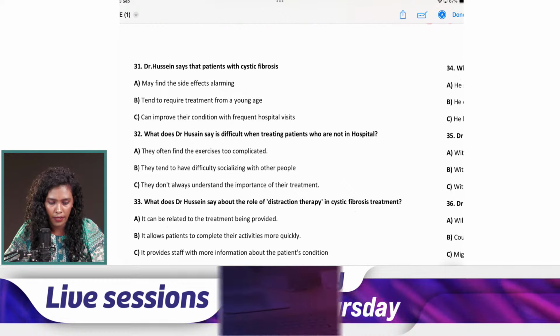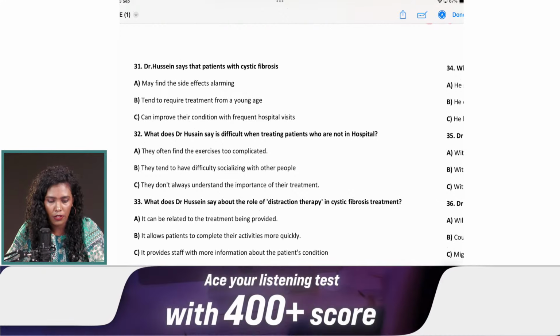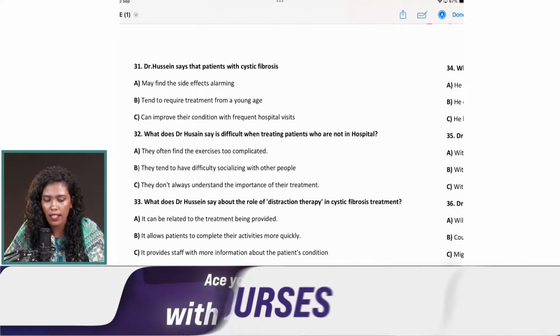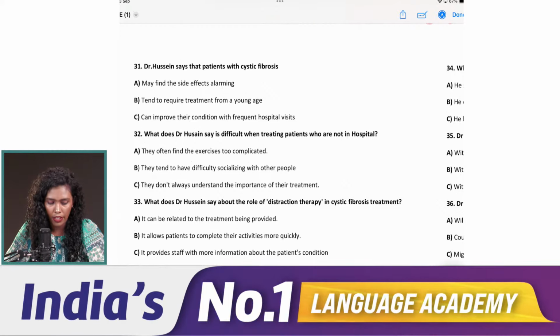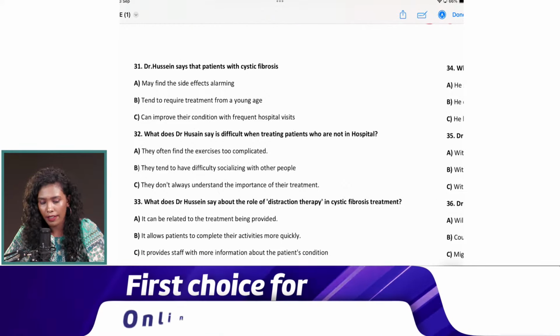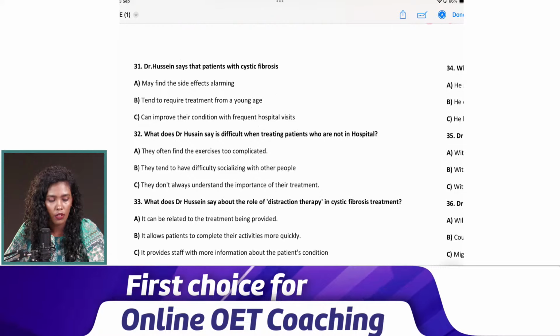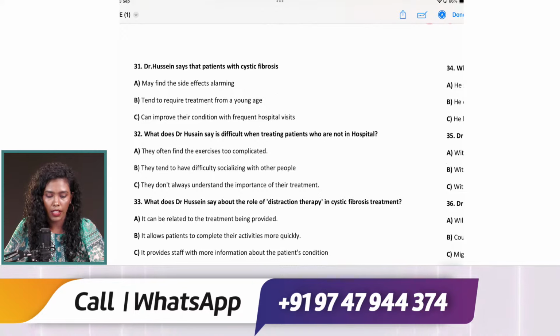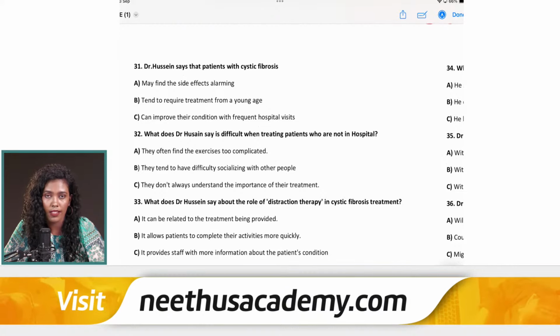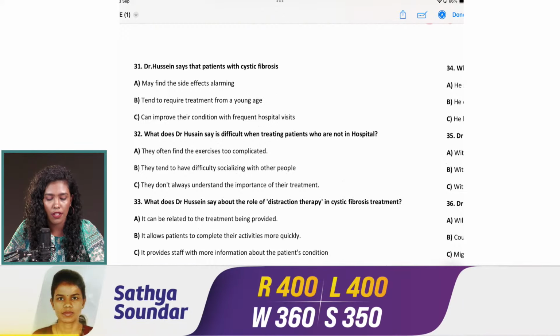Okay, so let me start with the first question. I feel that the question is clear for you. The first question is, Dr. Hussain says that patients with cystic fibrosis. That is the statement, right? So now tell me regarding the keywords that you will be marking in this particular question. I would like to know what is the particular keyword that you are planning to include over here. Along with that, mention what type of question it is, whether it's an attitude or opinion, what exactly it is. So please do mention these things in the comments. I would like to know.